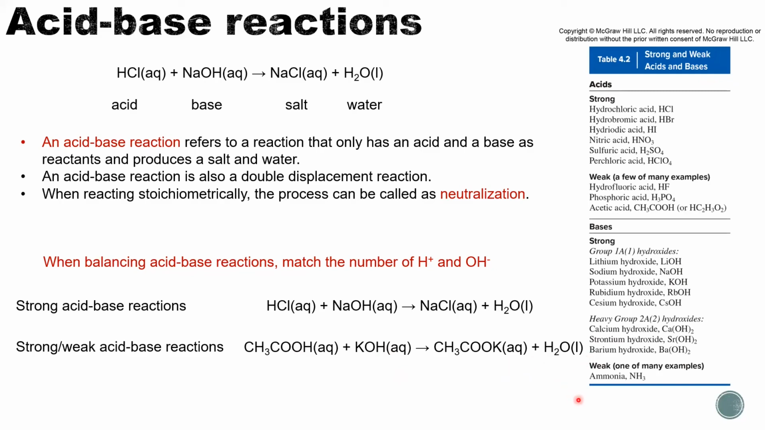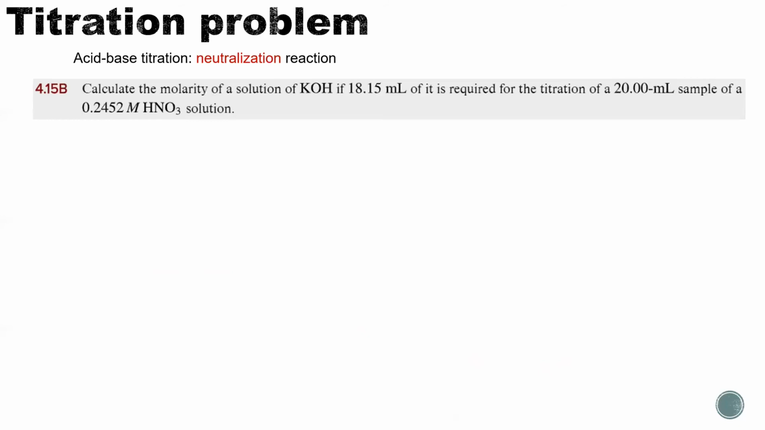Both of these reactions are reacting stoichiometrically. And in experimental chemistry, we can use that and use an indicator to use an acid to titrate a base, or use a base to titrate an acid. The titration reaction refers to the acid-base reaction that exactly follows the stoichiometry calculation and is a neutralization reaction.